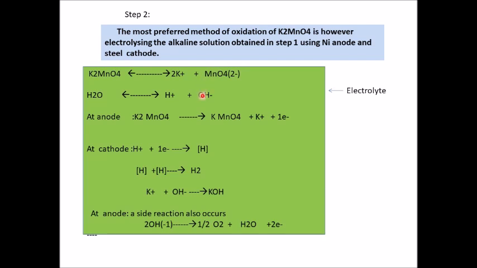Here a nickel anode is used and a steel cathode is used. The electrolyte consists of K2MnO4 and water. The dissociation is shown as given in the reaction.